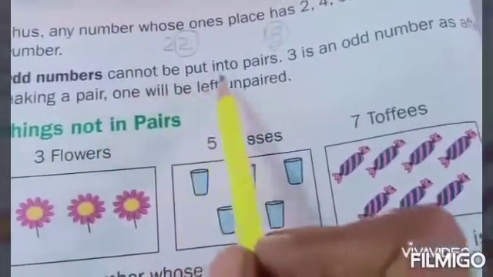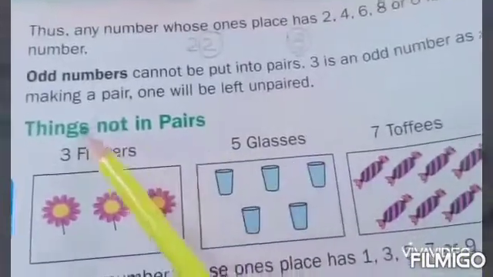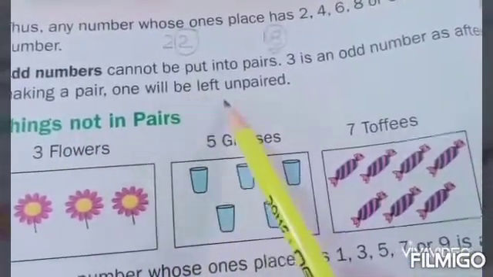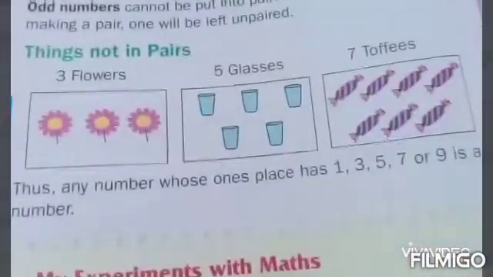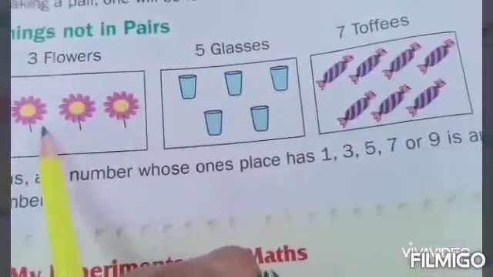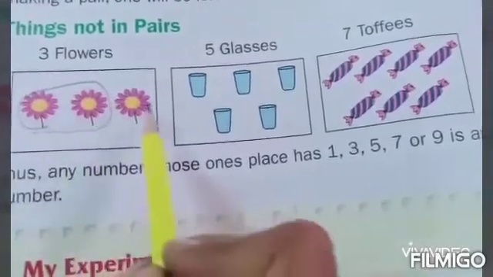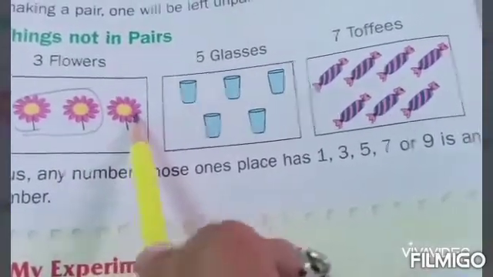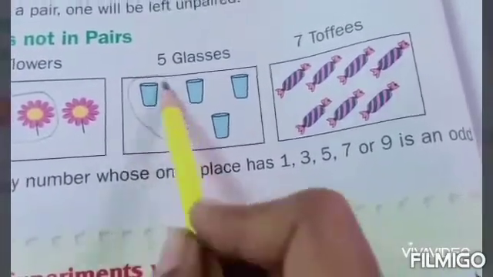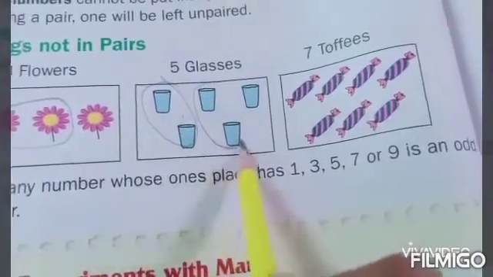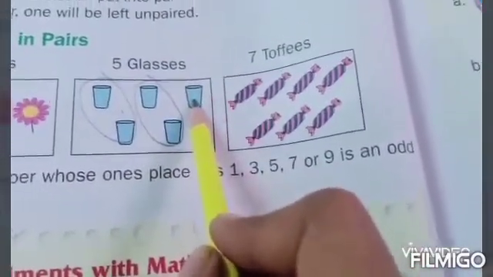Now odd numbers. Odd numbers cannot be put into pairs. 3 is an odd number, as after making a pair 1 will be left unpaired. Okay, now look at the things not in pairs. Your 3 flowers are given to us. If we make a pair of 2 flowers, 1 is remaining alone. Okay, your 5 glasses have been given to us. If we make pairs of 2 glasses here and here, again one glass is remaining.